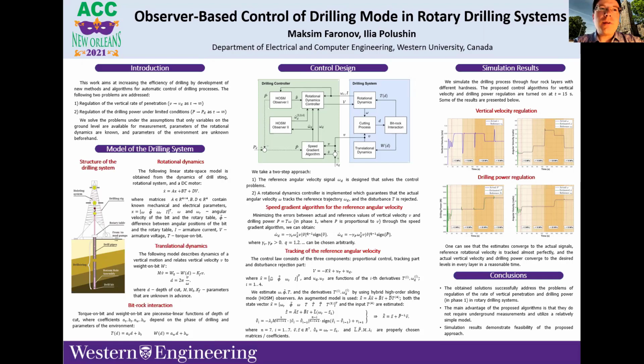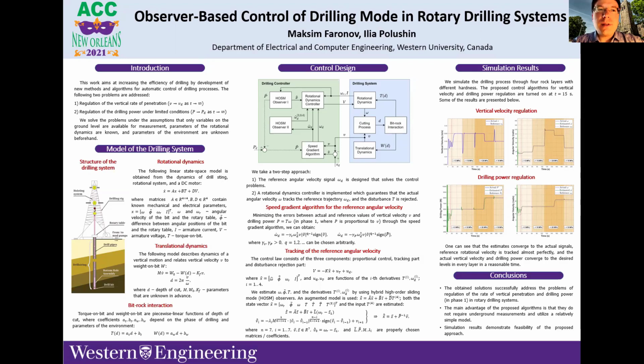In order to design a proper control signal, first we generate the reference angular velocity that solves the control problems using a speed gradient algorithm. After that, we build a rotational dynamics controller, which ensures tracking of the reference angular velocity and rejection of the disturbance. This controller is based on two high-order sliding mode observers that allow us to estimate downhole variables as well as some higher derivatives. Eventually, it is a sum of three components: proportional control, tracking part, and disturbance rejection part.